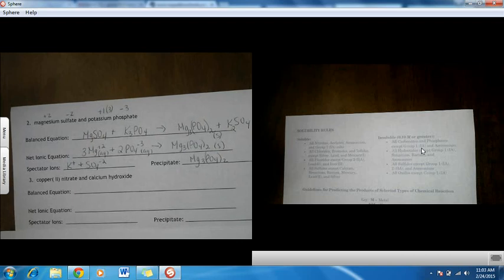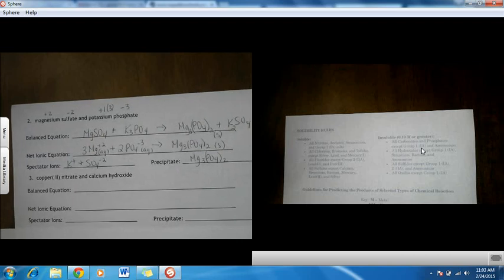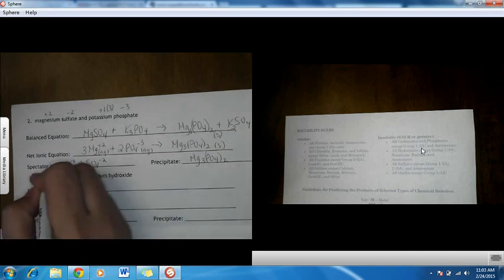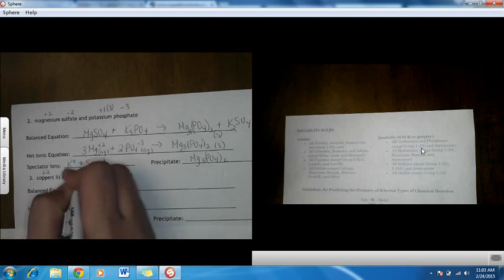Okay, one more together, and then I'll let you do one. So then we have copper 2 nitrate and calcium hydroxide. Copper 2, that means copper is +2, nitrate's -1, so we need 2 nitrates. So that would be Cu(NO3)2, plus calcium, which is in group 2, so that's +2, and hydroxide's a -1. We'll need 2 hydroxides to make those add to 0, and so we get Ca(OH)2.